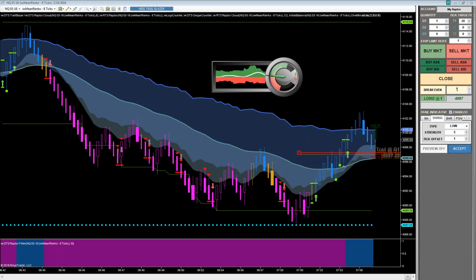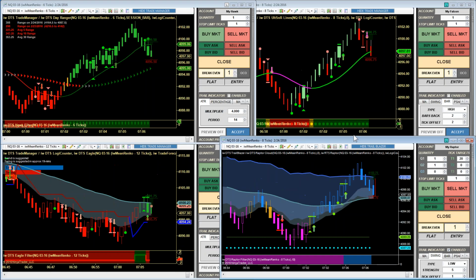As it looks as though prices are going to try to get up there a little bit. Oh, well, they looked back just a little bit too far and tagged me at break even, but you get the idea. If this is going to progress a little bit higher, we're going to get what we call a cloud crossover signal in the Raptor, which is also a high probability signal. So that's what I'm going to be on the lookout for next.